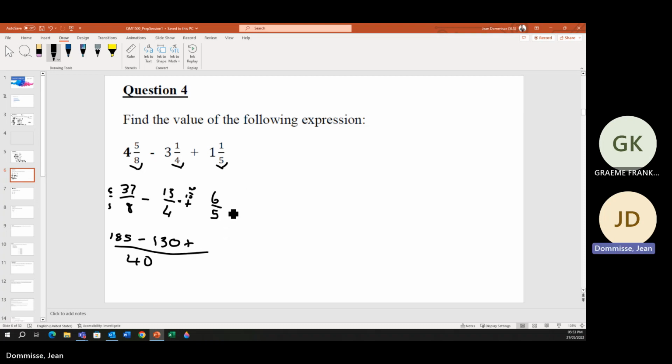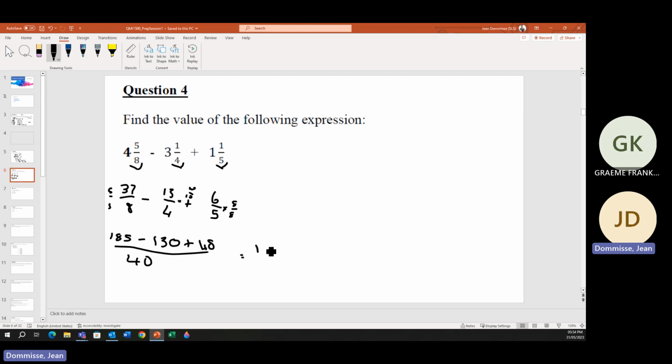And to get from the 5 to the 40, I need to times by 8. So 5 times 8 is 40. 6 times 8 is 48. Okay, so then we sit with 185 minus 150 plus 48.